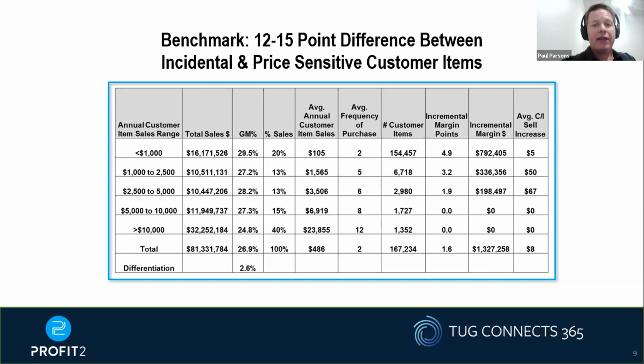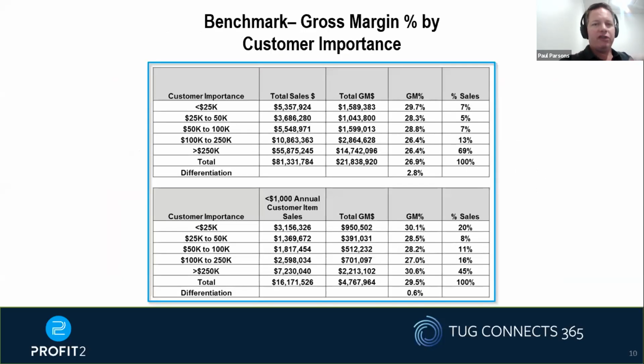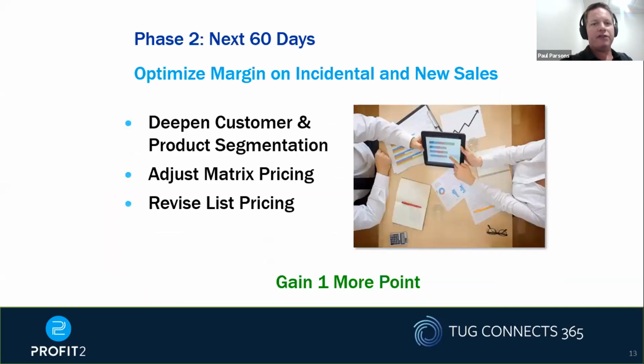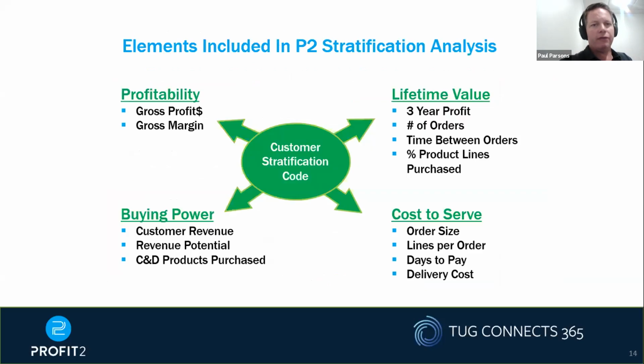This is where you start seeing that hockey stick margin gain, that 3, 4, 5, 6 point lift. And this is where we're going to start looking at the matrix pricing, deepening customer segmentation, using the items that are left over. And this is where we're going to start really seeing that hockey stick margin gain that we're looking for.